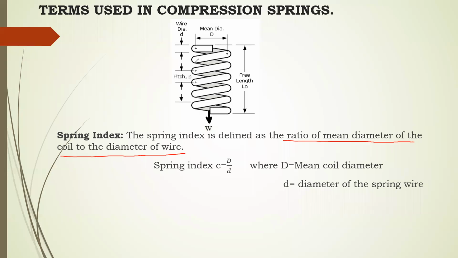You can look at this picture. Where I am marking here, this is the mean diameter of the spring. Capital D is the diameter of the spring, and small d is the diameter of the wire. The ratio of spring diameter to wire diameter is called spring index. So D is the mean diameter of the coil, coil being nothing but the spring, and d is the diameter of the wire.